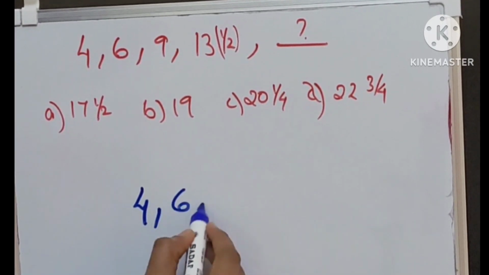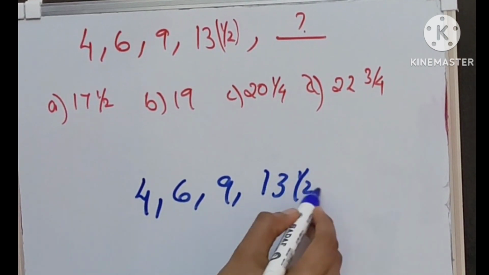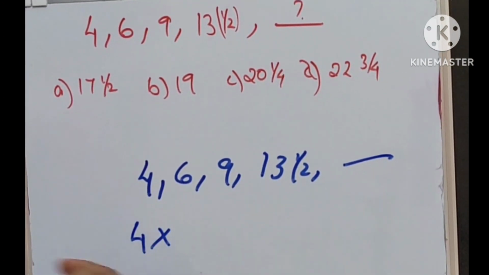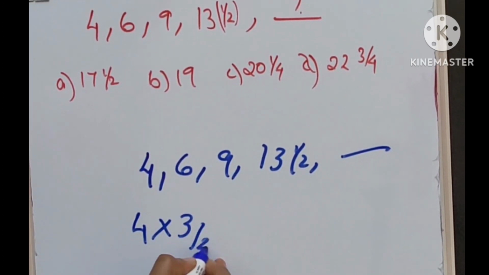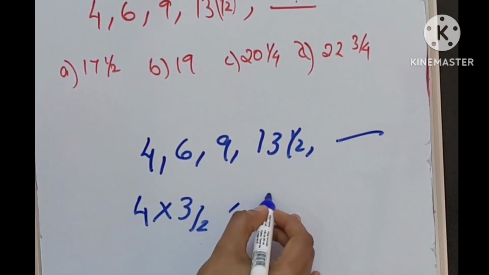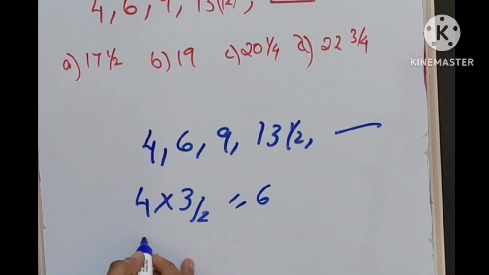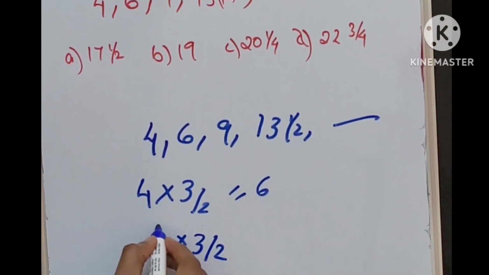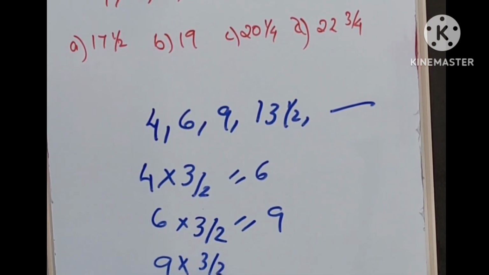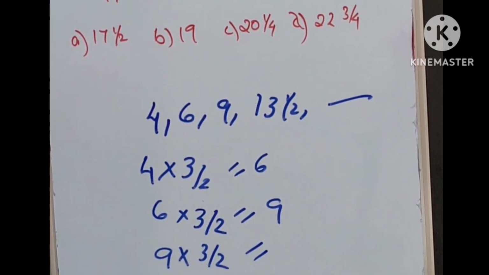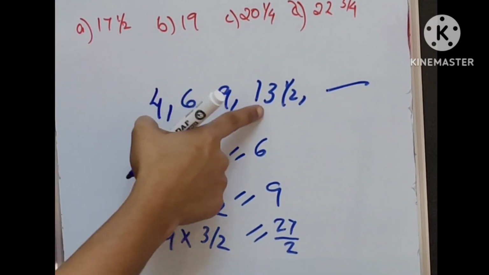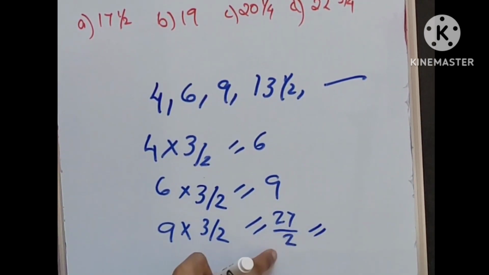Series 4, 6, 9, 13 1 by 2, and the missing number. Here, if we multiply 3 by 2 with 4, we get 6. Similarly, if we multiply 3 by 2 with 6, we get 9. If we multiply 3 by 2 with 9, we get 27 by 2, and 13 1 by 2 is equal to 27 by 2.